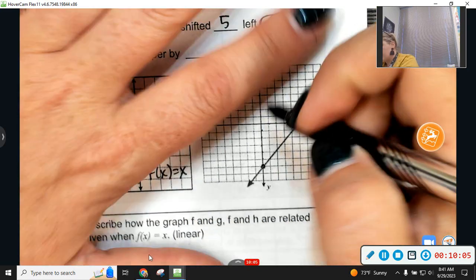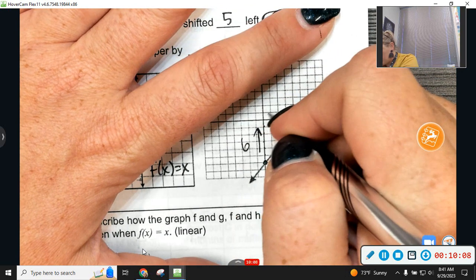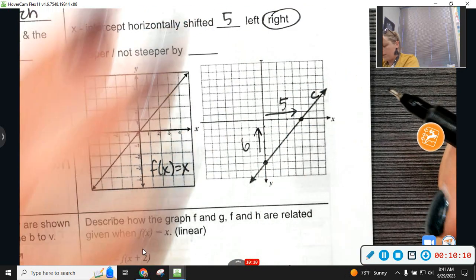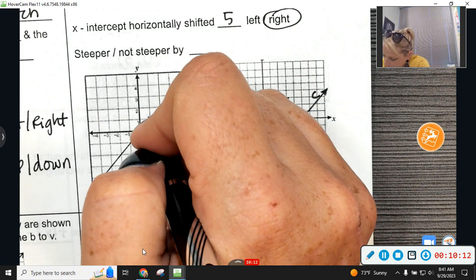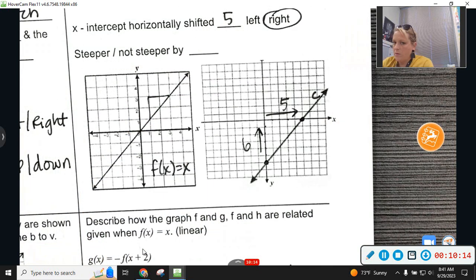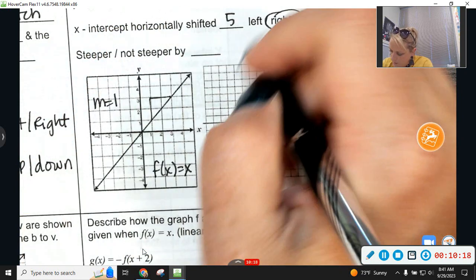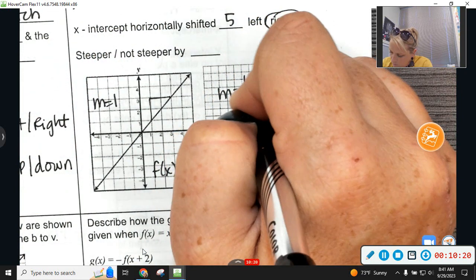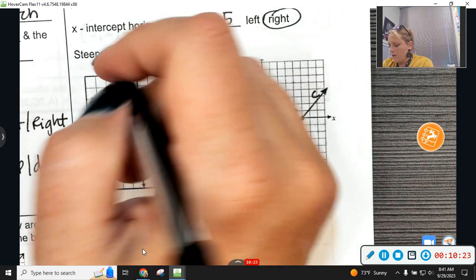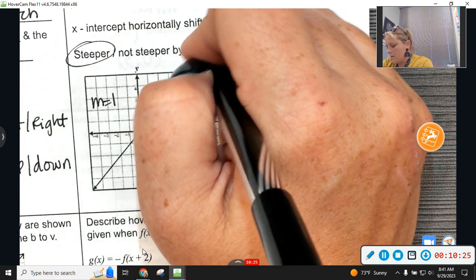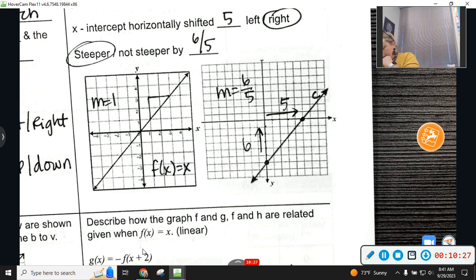So if I think about my slope, I went up 6 and I go over 5. That's not the same as going up and over the same amount. So the parent function has a slope of 1, and on this one my slope equals 6 over 5. So 6 over 5 is actually steeper than that, and that's the factor that's doing it.